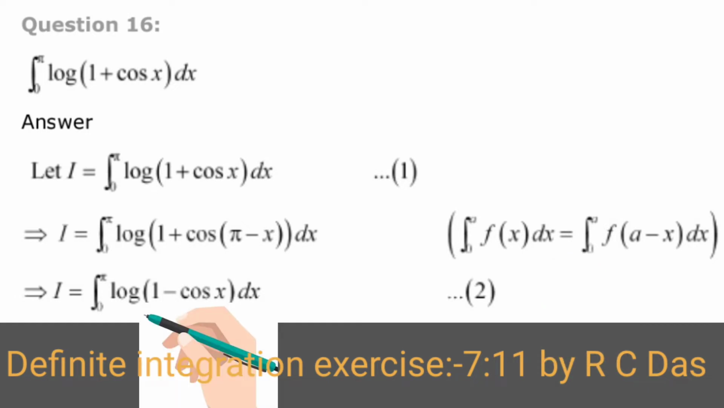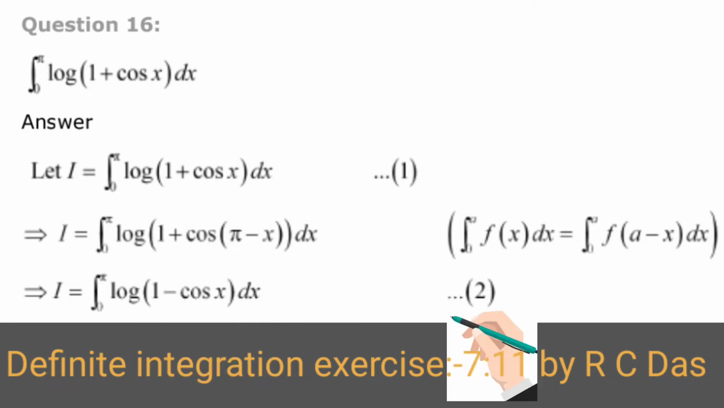After that, if I use this cos of pi minus x, I get 1 minus cos x, because it is the second quadrant. According to the rules of the second quadrant, cos is negative, that is why you have to write it, and it is denoted by number 2.